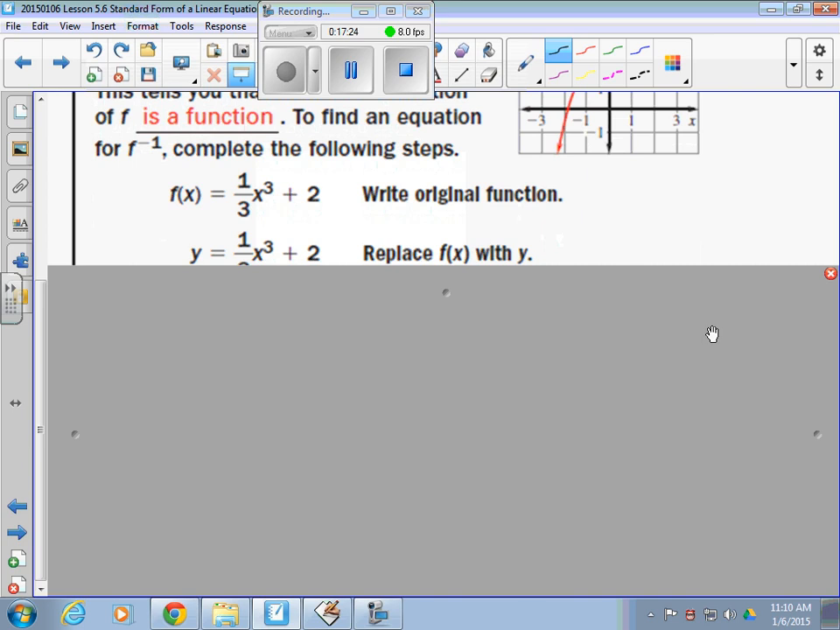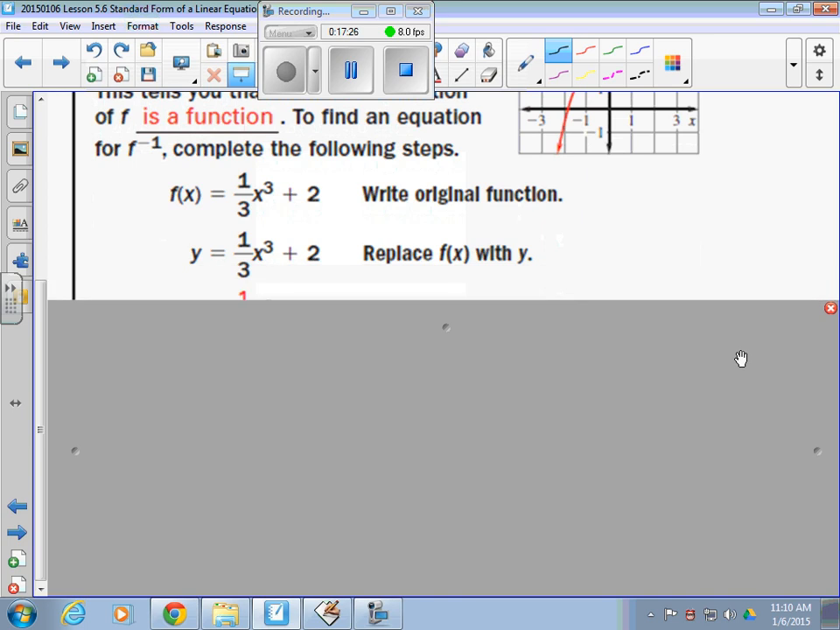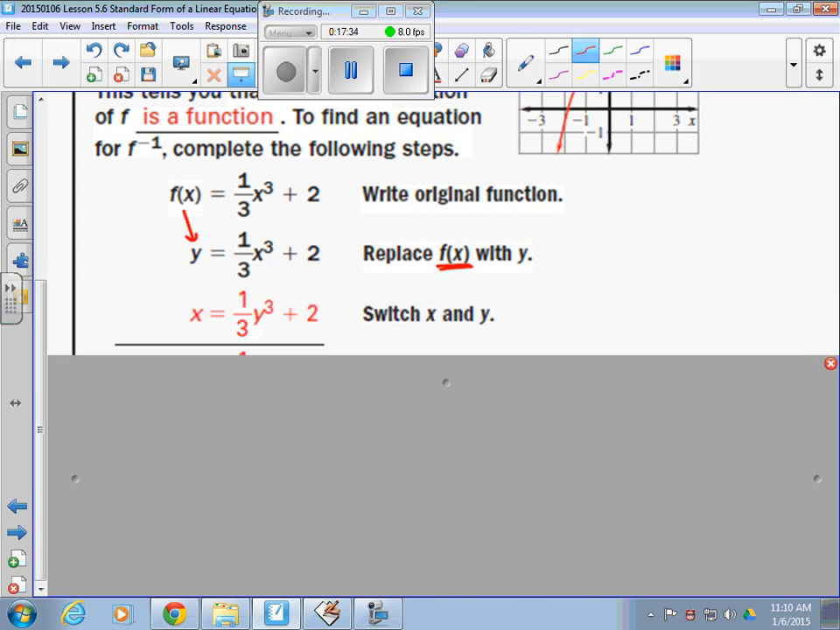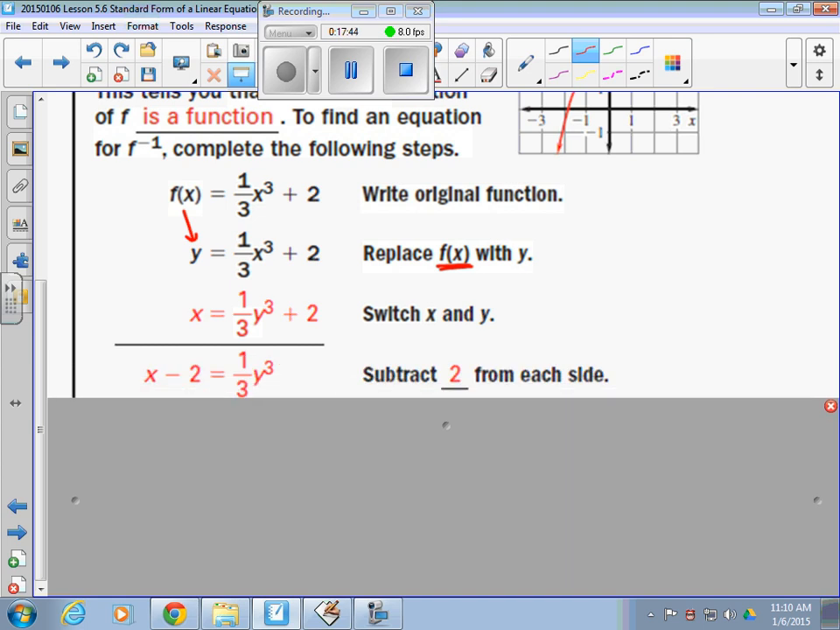It says write the original function. Replace f of x with y. So all you're doing is, in place of this, we're plugging in y. The next step is to just reverse or just switch x and y. So this is just like example 1 and 2. Then undo the operations. Undo plus 2 next by subtracting 2 on both sides.